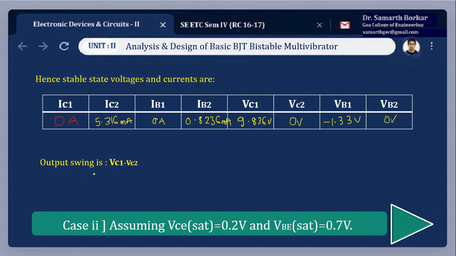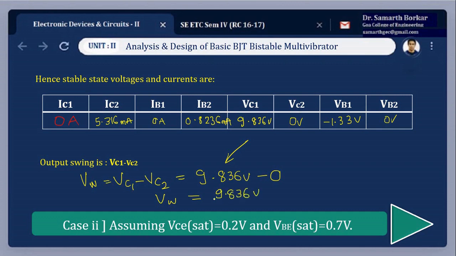Clear? There is another parameter which is normally not asked in the exam, but for your information, there is something called output swing, denoted as VW, which is given as VC1 minus VC2. So VC1, what we have got, is 9.836 volts minus 0. So the voltage swing VW is 9.836 volts. This is the final answer. So we have come to the end of the first case, neglecting the junction voltages.